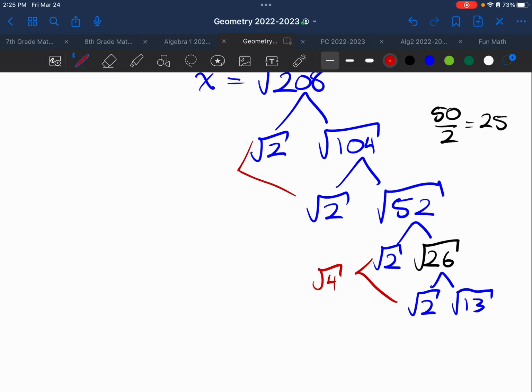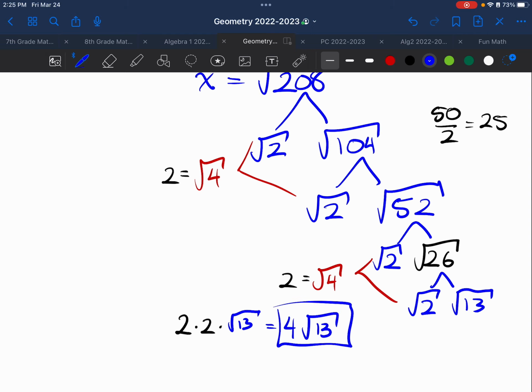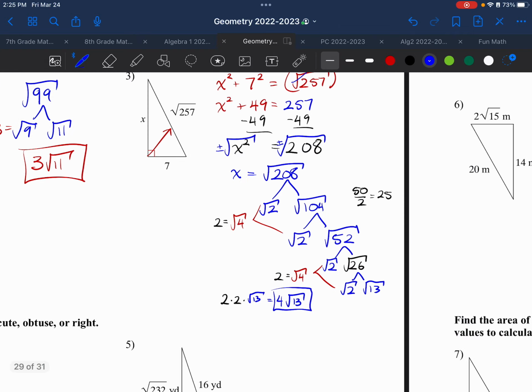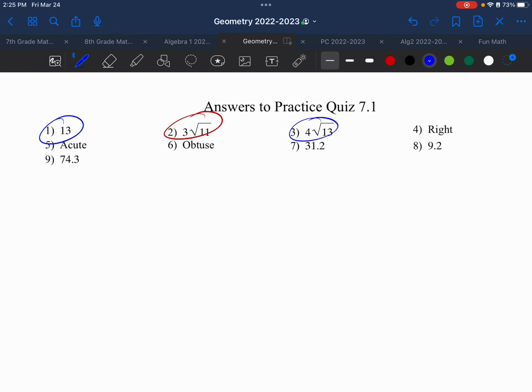2 times the 2 is going to be a root 4. So I have square root of 4, which is exactly equal to 2. And I still have this leftover square root of 13. So here's my final, well, almost final answer. I have 2 times 2 times the square root of 13, or the final answer of 4 root 13, which I will then box. 4 root 13 for number 3.